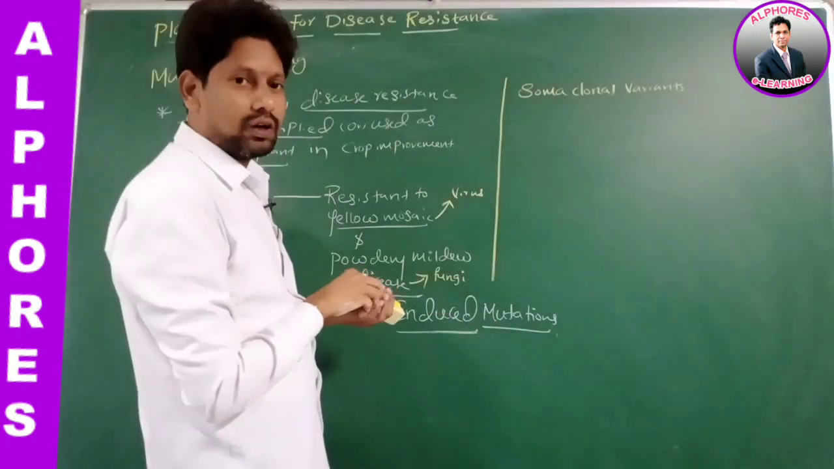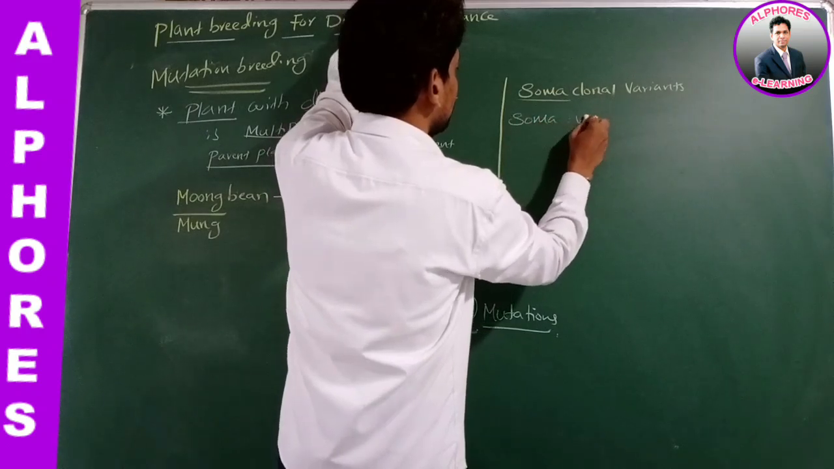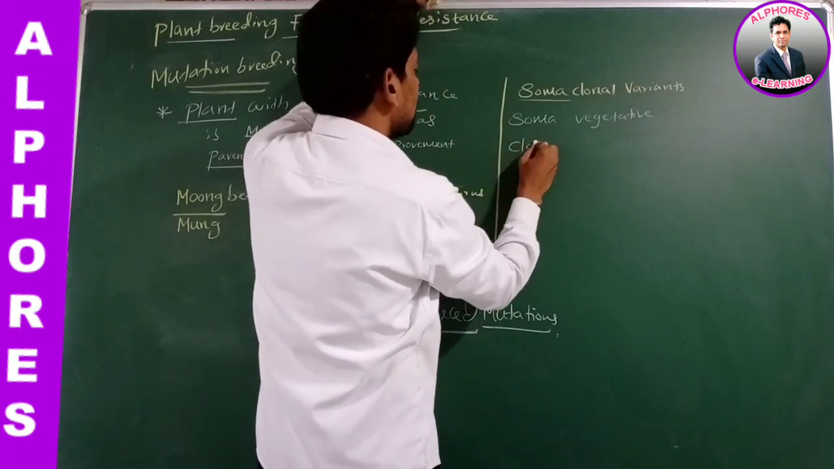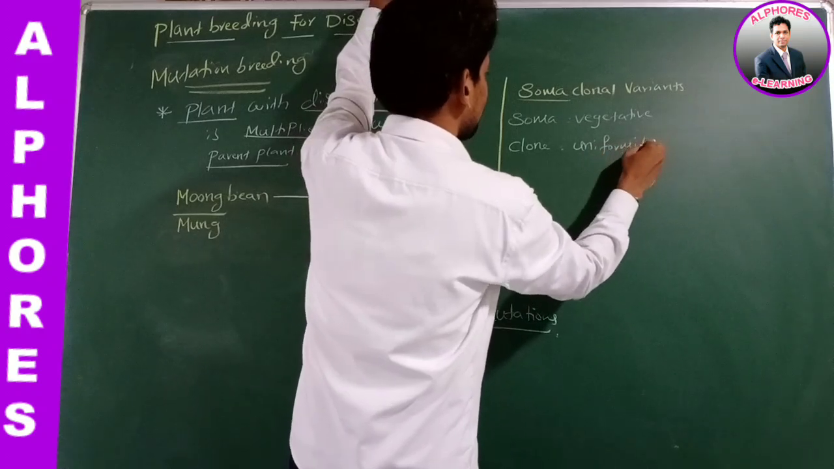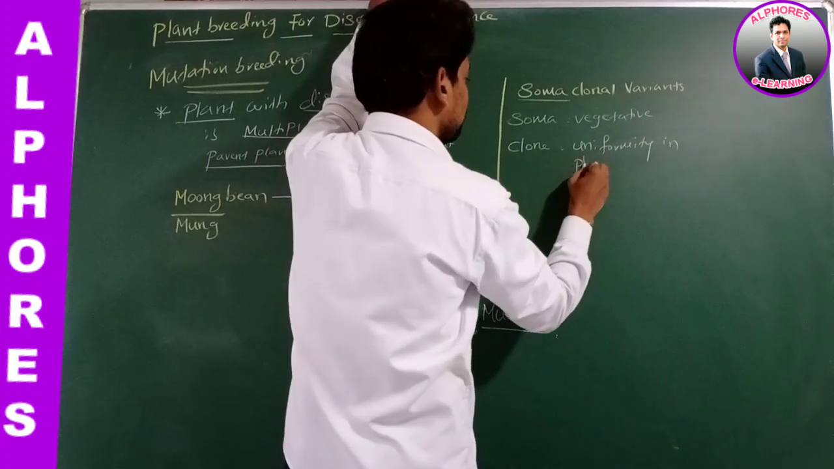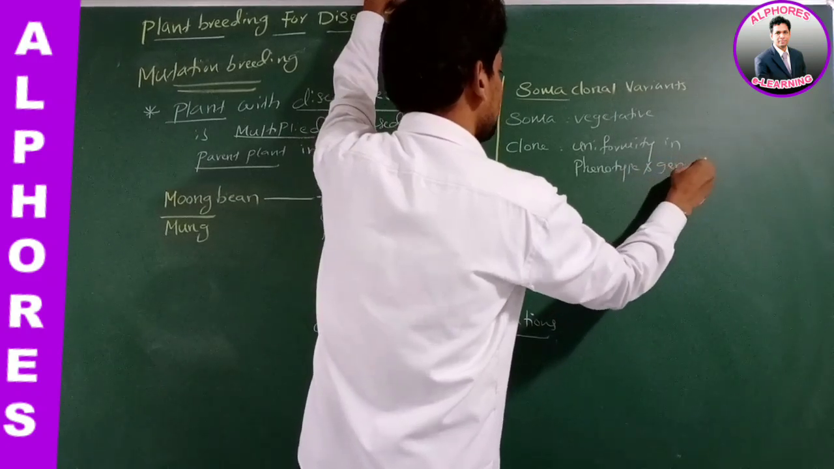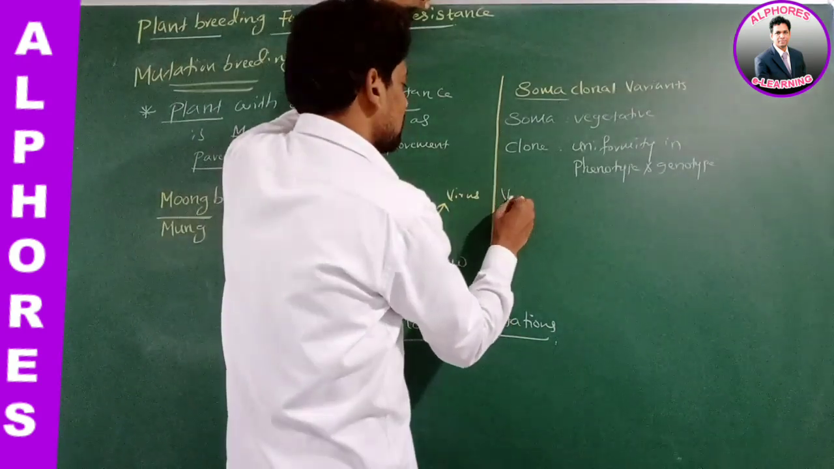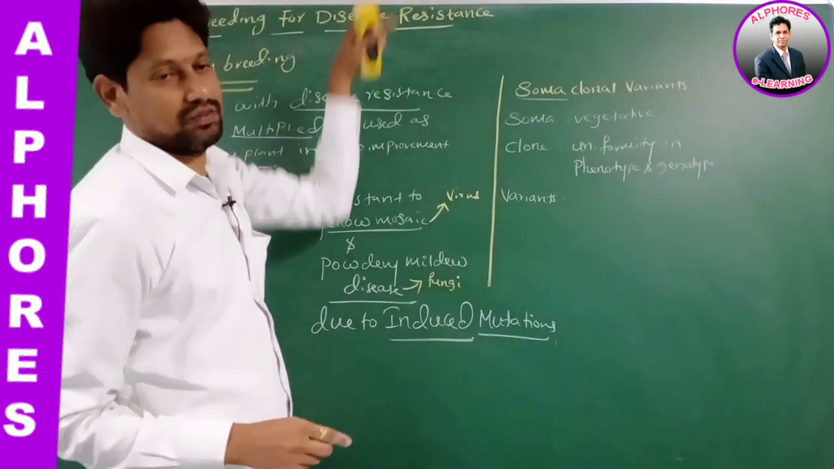What is the meaning of somaclonal variants, sir? Soma, vegetative. Sir, what is the meaning of clone? Uniformity. Homozygous. Uniformity in what, sir? Uniformity in phenotype and genotype. Sir, what is the meaning of variants, sir? Now listen to the statements carefully.